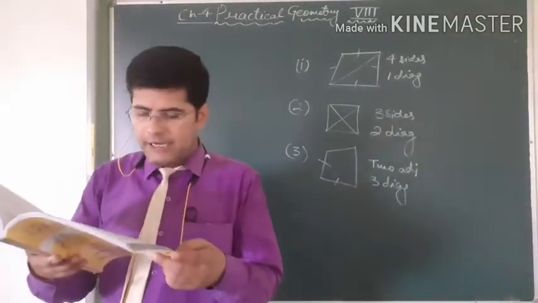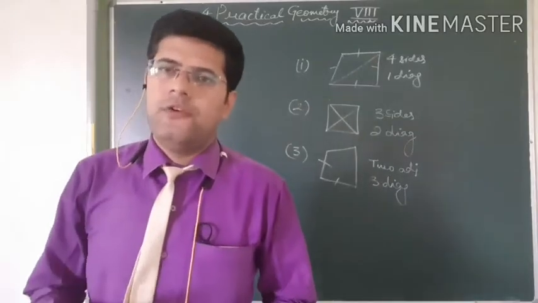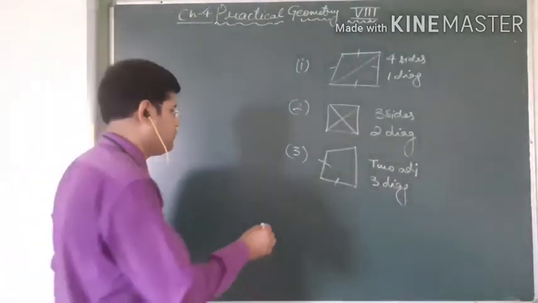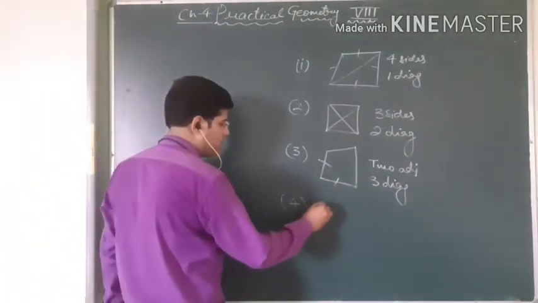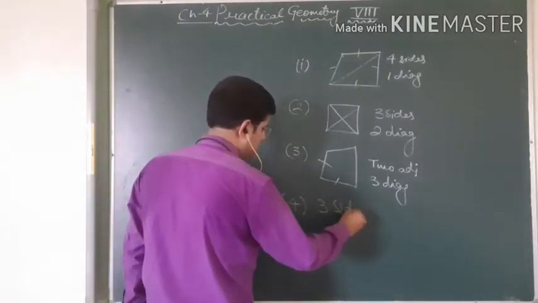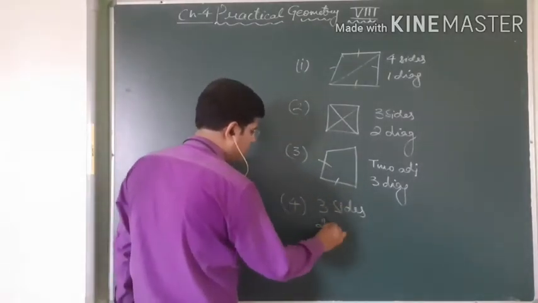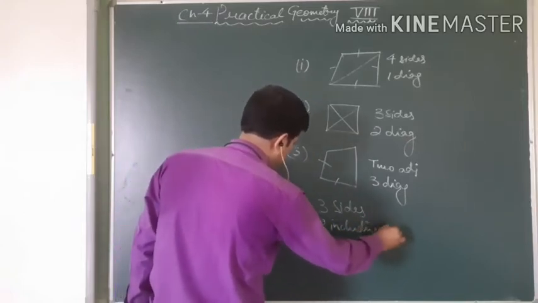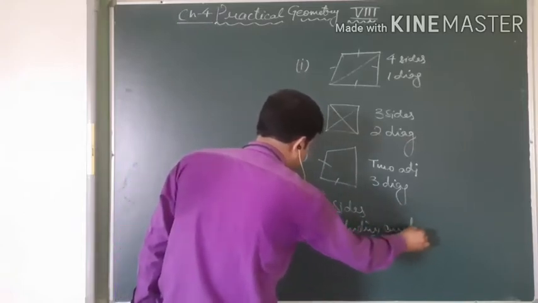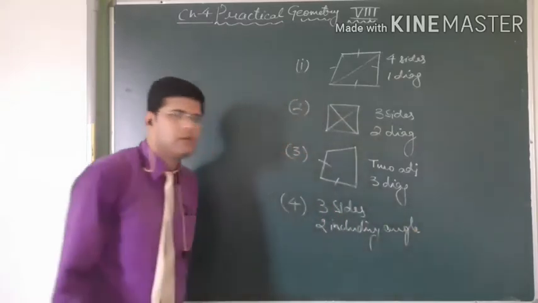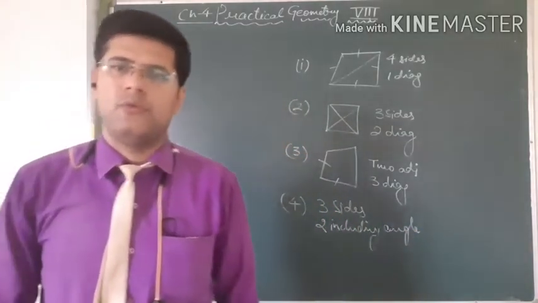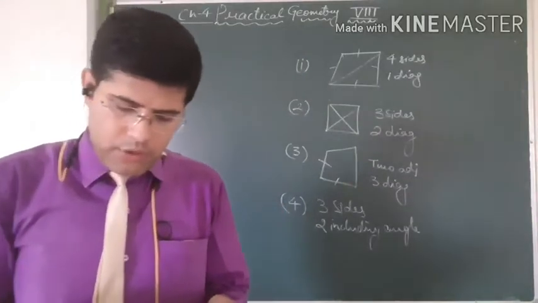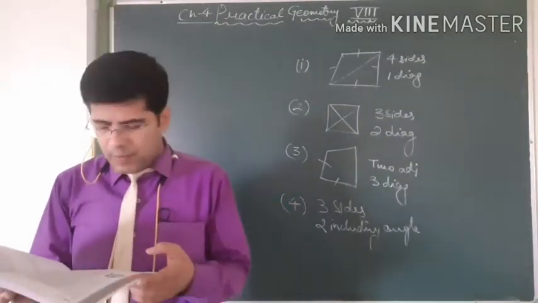When 3 sides and 2 included angles are given, this is rule number 4: 3 sides and 2 included angles. I will tell you all these things in the sums also, but before starting the sums we have to learn these rules. Now the last one: when other special properties are known.